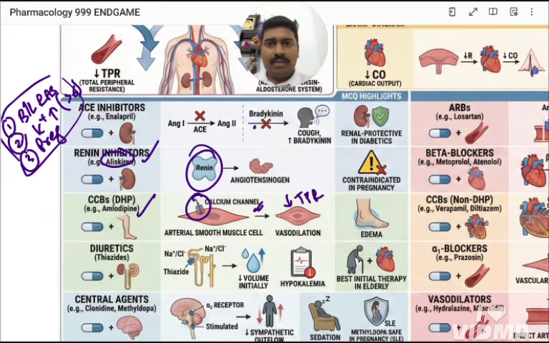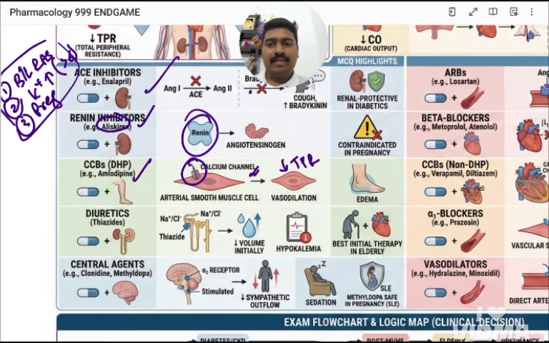Now there is one more point left under ACE inhibitors. These ACE inhibitors are renal protective, so that's why we give ACE inhibitors in diabetics, because it will decrease proteinuria, and it is contraindicated in pregnancy, as I told you.